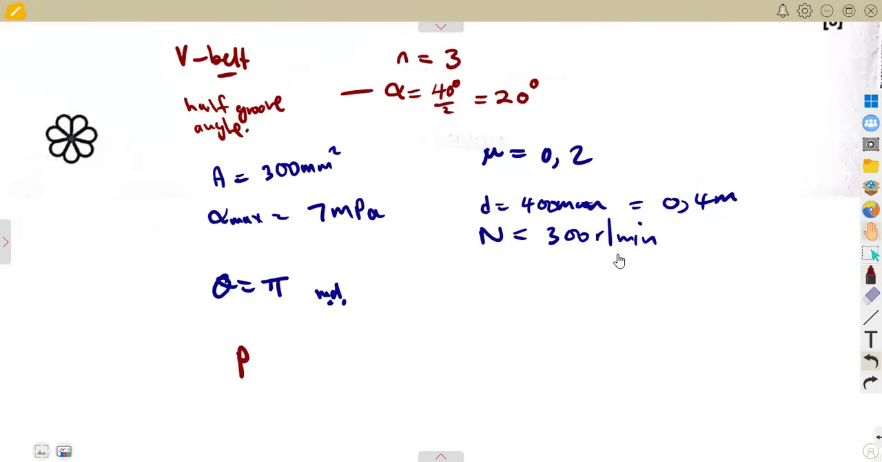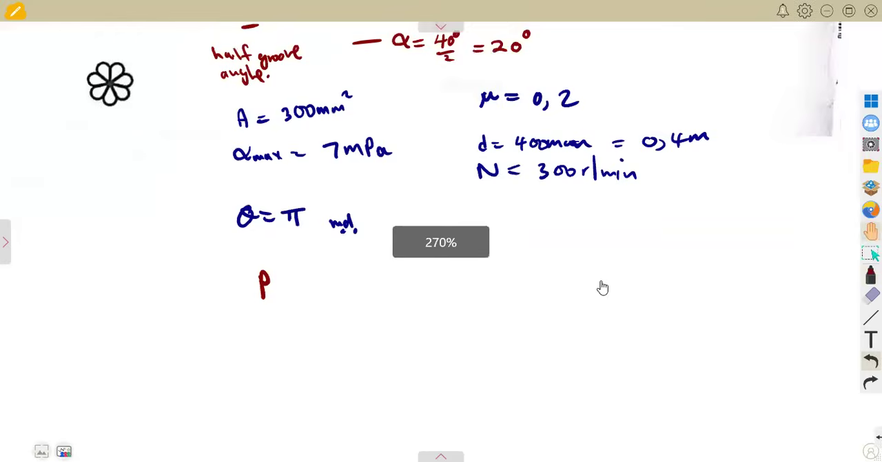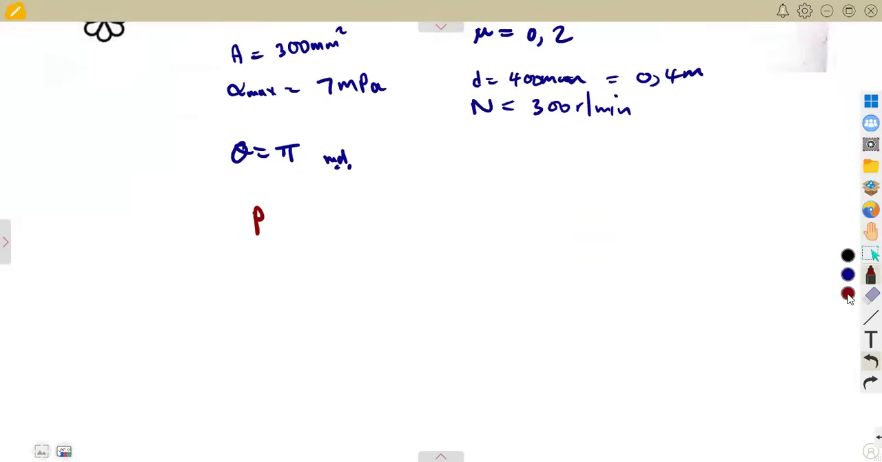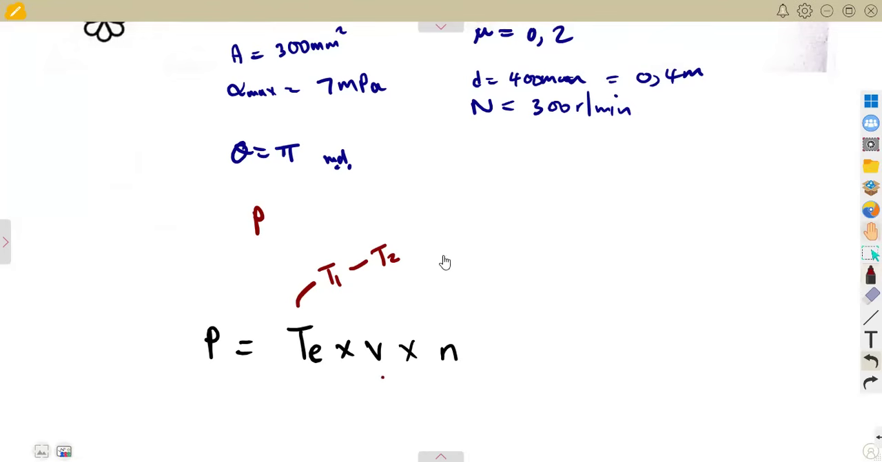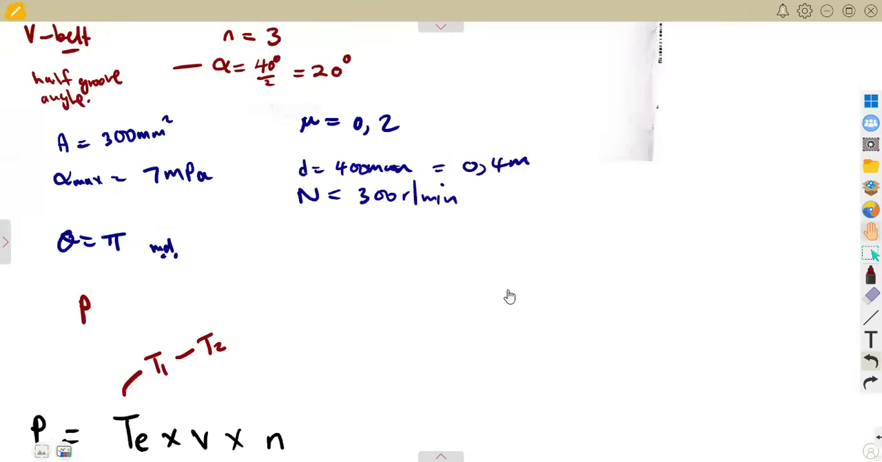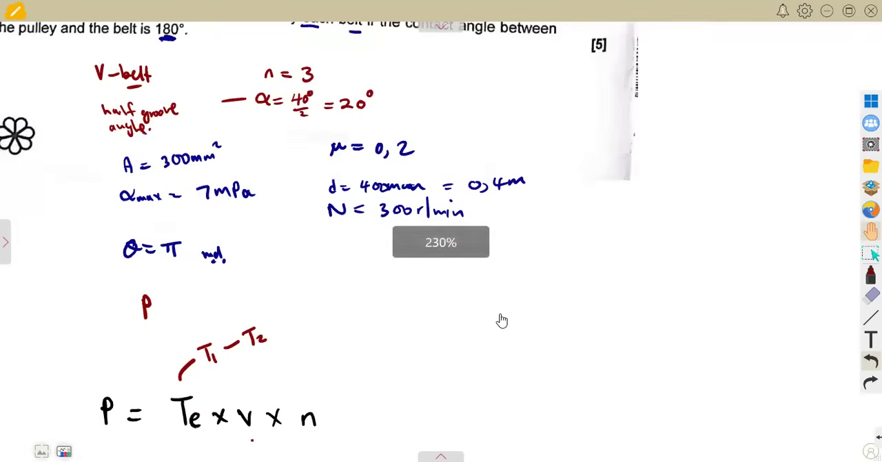Remember I said that when you are dealing with a V-belt, from the other calculations that we had, the power is given as the effective tension times the velocity times the number of V-belts. You have to consider the number of V-belts. The effective tension is the difference between T1 and T2, the tight side and the slack side. Then we also need the velocity in meters per second. We do not have these, so let us consider them separately.